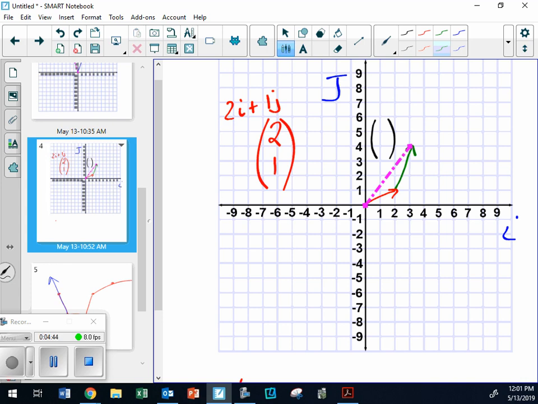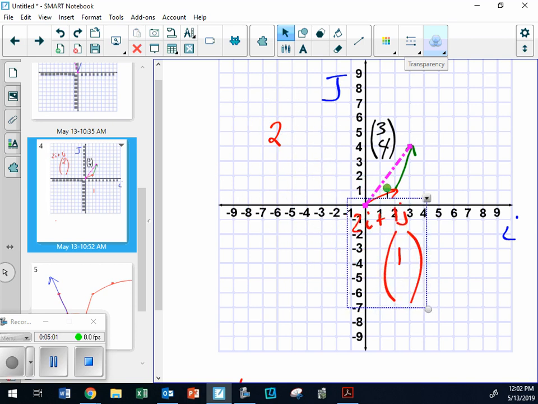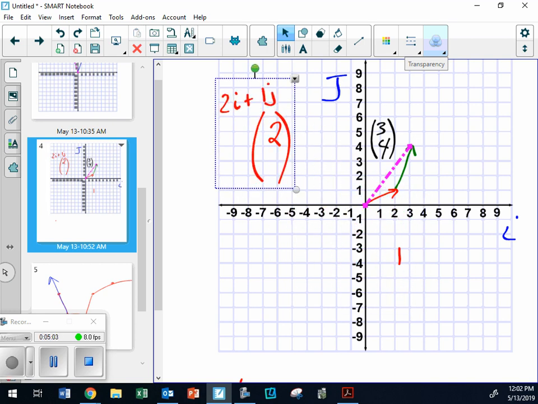4. Yes, because the pink one, if you just look at the pink one, try not to look at the red or the green. Do you get that the pink one goes over 3 and up 4? The answer is 3, 4. The red one was 1, 2. I want to move it in position. Oh, that's too messy.